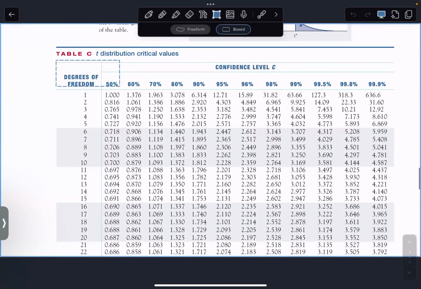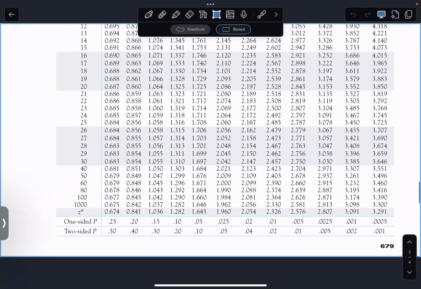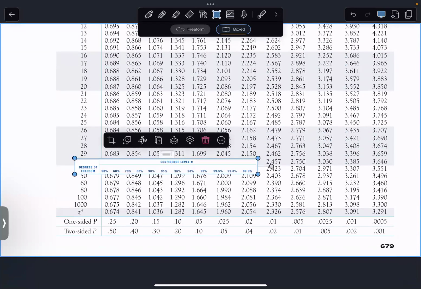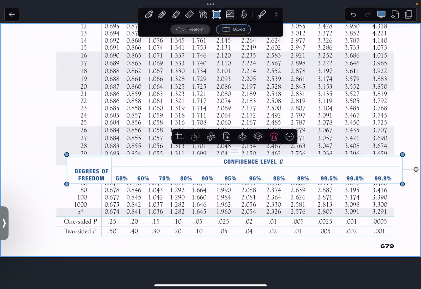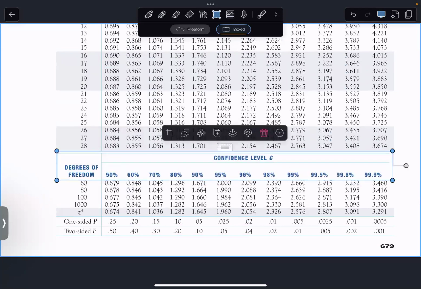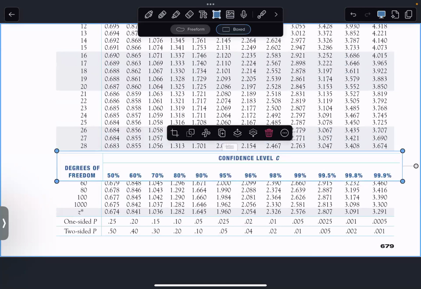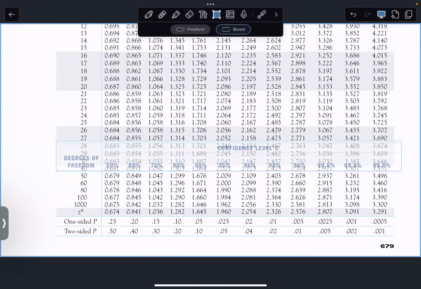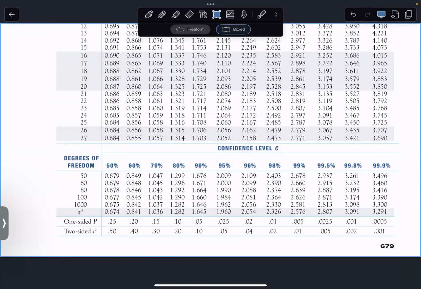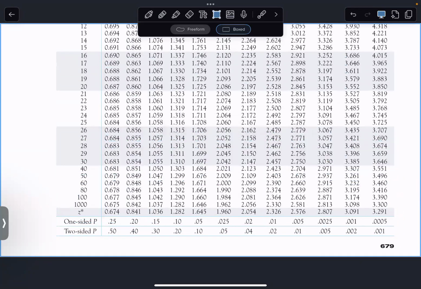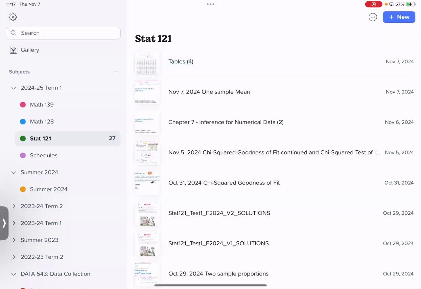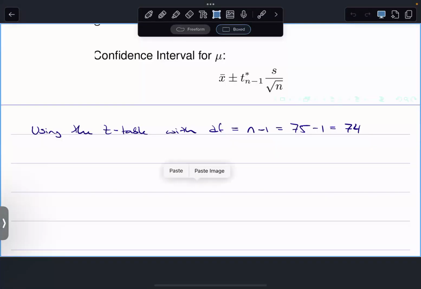We want to find, let me just temporarily put this up top here. Can I do that? And then copy, delete. Sneaky, sneaky.